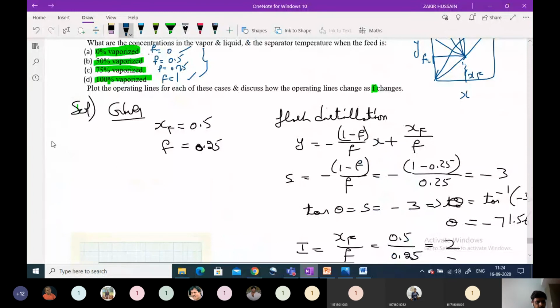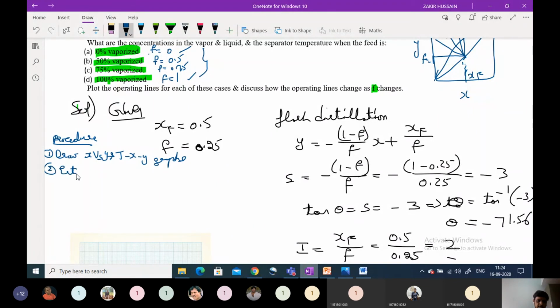Procedure. I am writing here. Procedure. Draw x versus y and t-x-y graphs on a physical graph paper. Your physical graph paper, you have to take it out and draw.